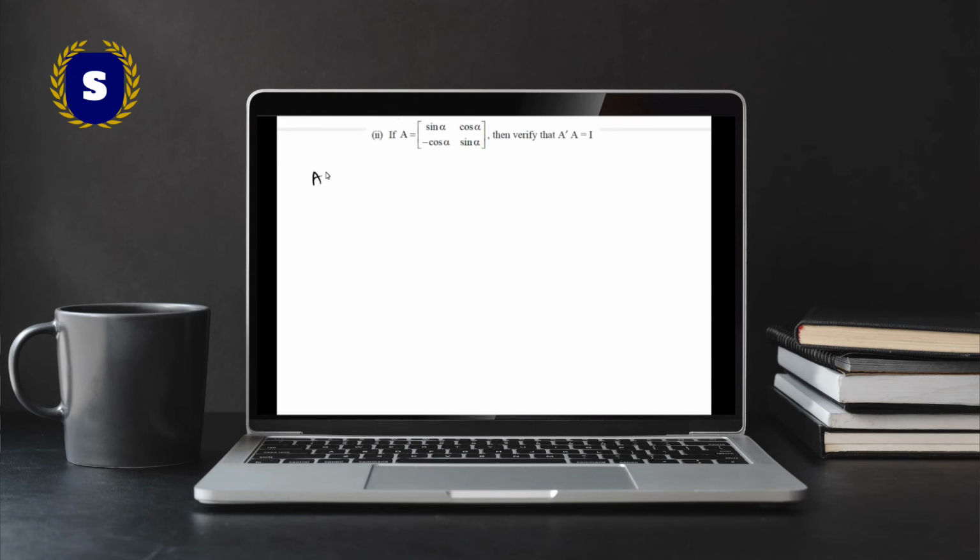Again, we'll calculate its transpose matrix first: sin alpha, minus cos alpha, cos alpha, sin alpha. Right? To calculate the LHS, we have to calculate the product of A transpose and A, that is equal to sin alpha, minus cos alpha, cos alpha, sin alpha, multiplied by sin alpha cos alpha, minus cos alpha sin alpha.